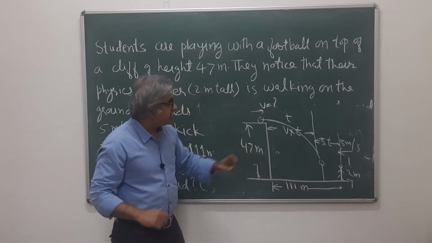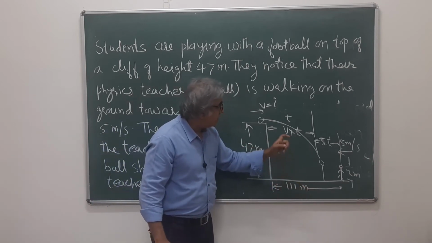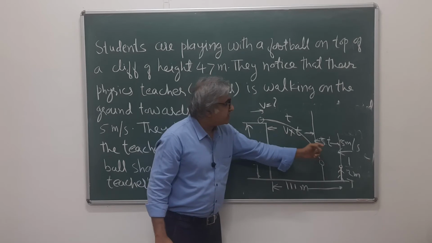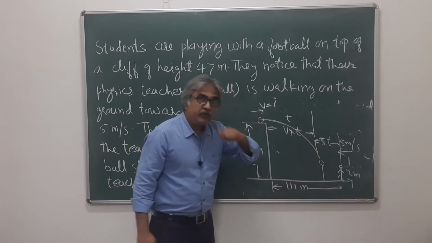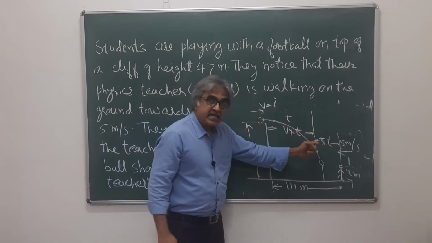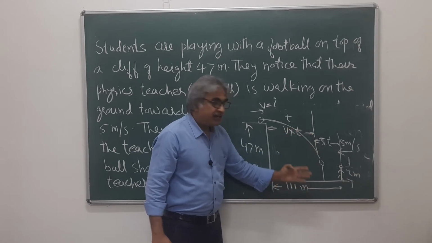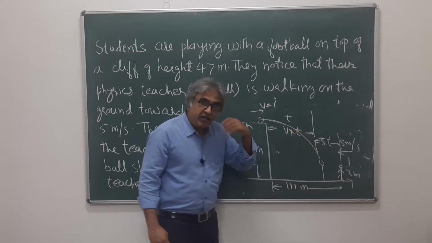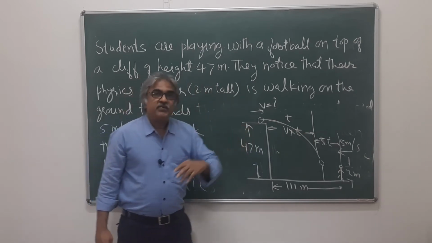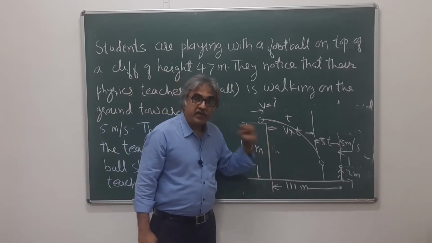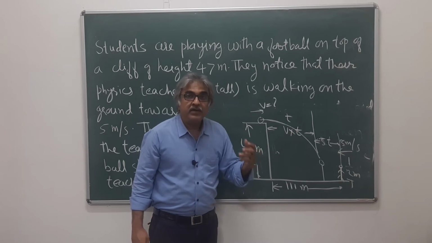So we have an equation, 111 is equal to Vt plus 5T. Now if you know T, it's possible to find out V, because we have an equation with two unknowns, V and T. If we know T, we can find the value of V. Now how would you find out the value of T?